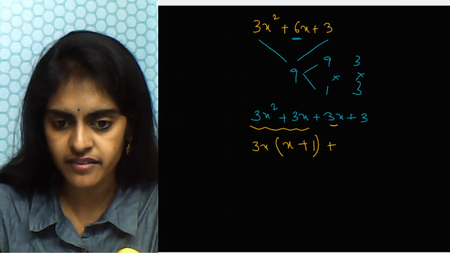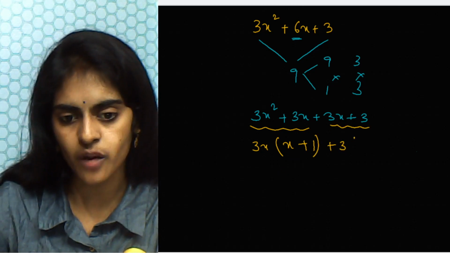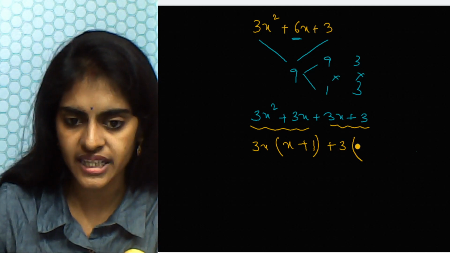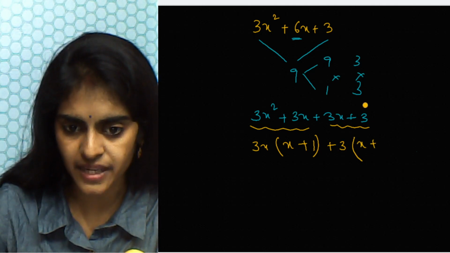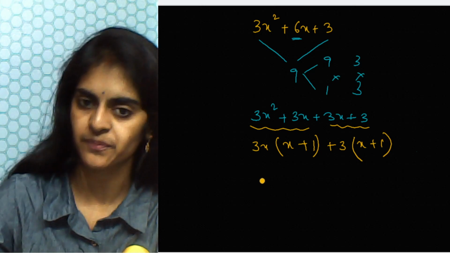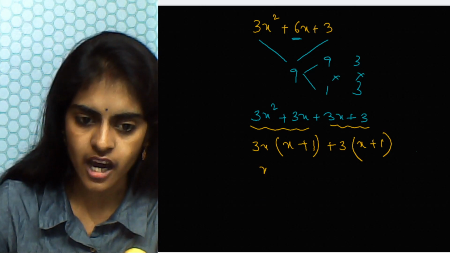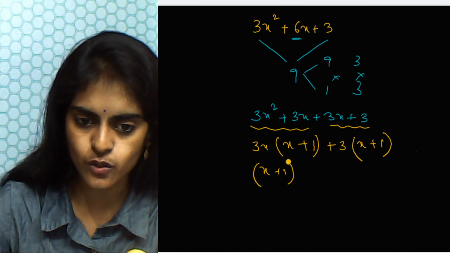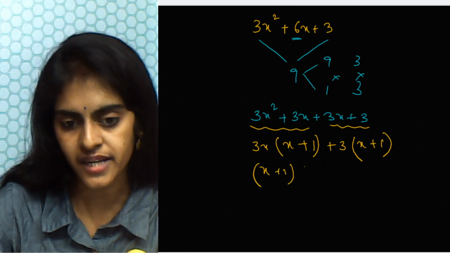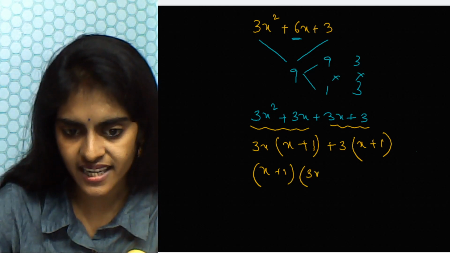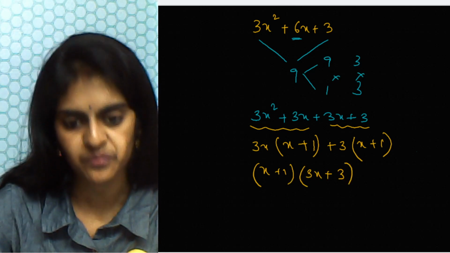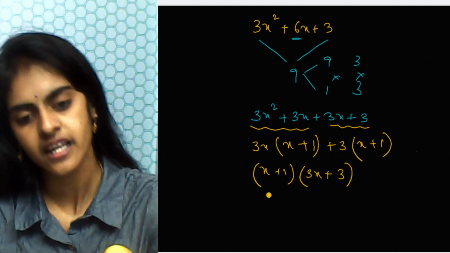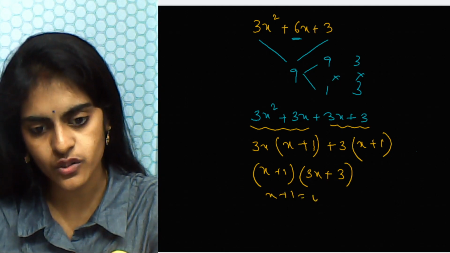Now again from these two terms I can take 3 common. If I take 3 common, here I have x plus, here I am taking 3 common, so I am left with 1. So now from these two terms I can take x plus 1 common, so I am left with 3x here and 3 here. Clear? So now let us equate each of this to 0.